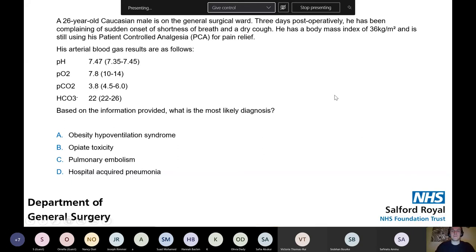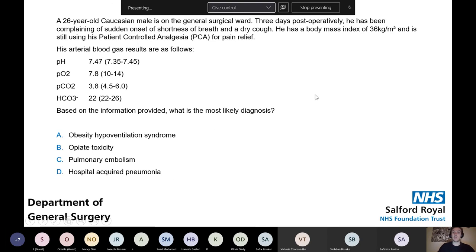So obesity hypoventilation syndrome, he's got a high BMI. It's unlikely at the age of 26 and with a BMI of 36, but you know, people nowadays have BMIs that go up to 40s, 50s, even 60s. It's unlikely at the age of 26 that he would have developed obesity hypoventilation syndrome. Even if you didn't know that, hypoventilation suggests not blowing off CO2. You should know that with an increased resp rate, you blow off CO2. If you're hypoventilating, that leads to a buildup of CO2.